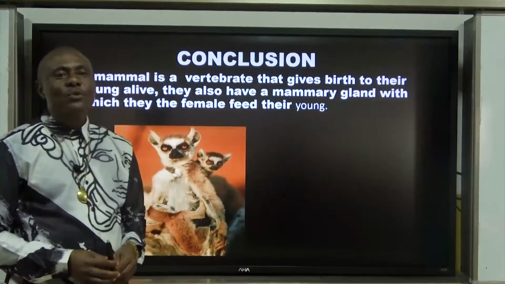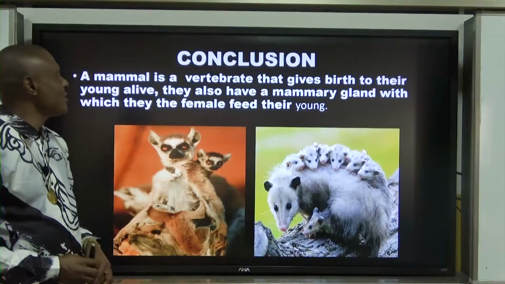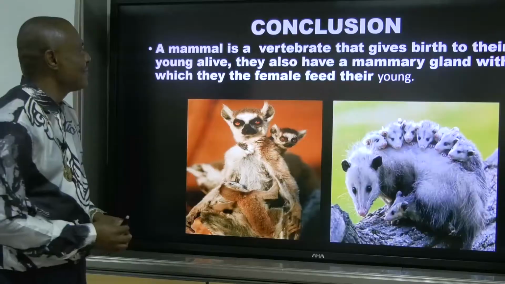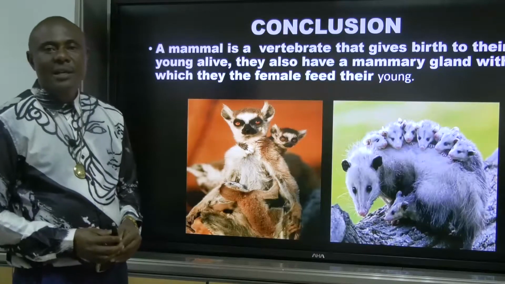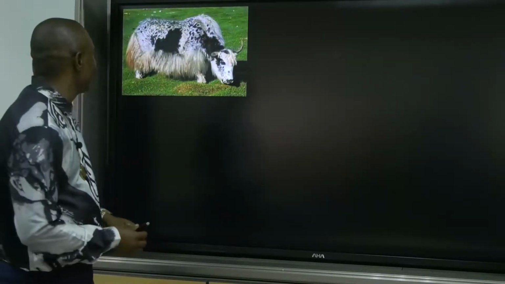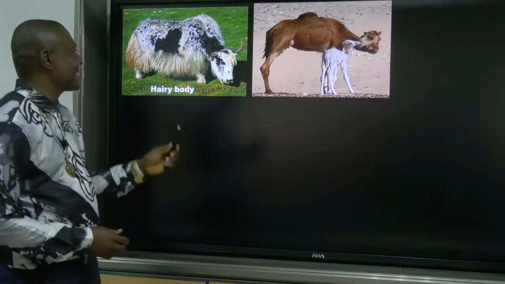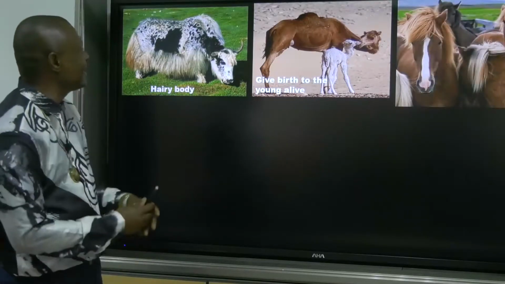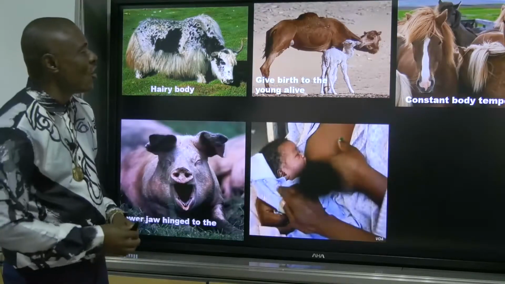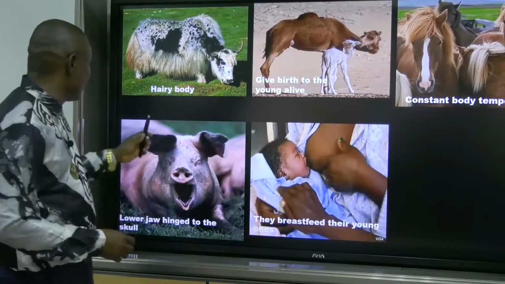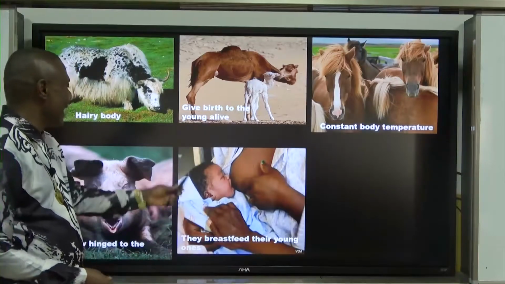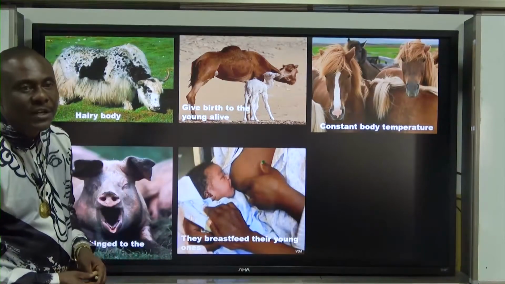Yes, we have been able to see the primates. We have also been able to see the mammals. We looked at mammals as the vertebrates that give birth to their young alive. We also say they feed their young ones with breast milk from the mammary glands. We looked at some examples of mammals. We also say that mammals are those organisms that have furs or hairs on their body. Their body is covered with hairs. We also say they have a constant body temperature, that their body temperature does not change with change in the environment. We also say that their jawbone is hinged directly to the skull, and they have odor that is used in feeding the young ones.